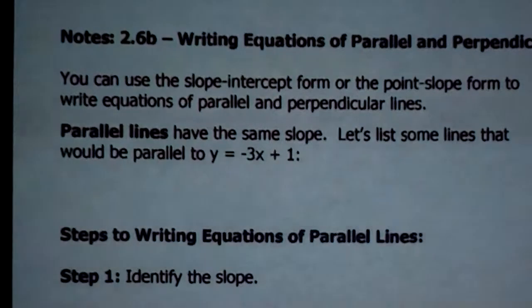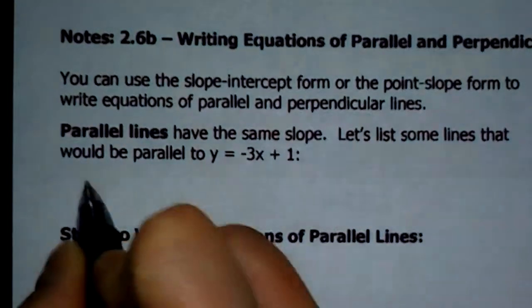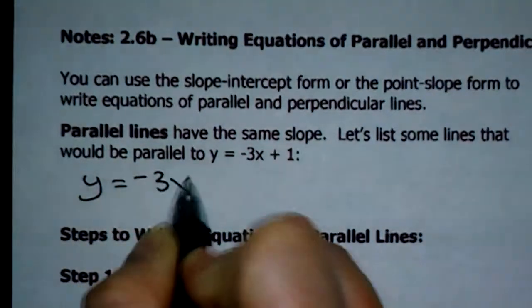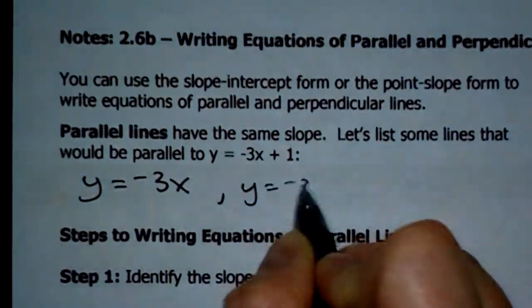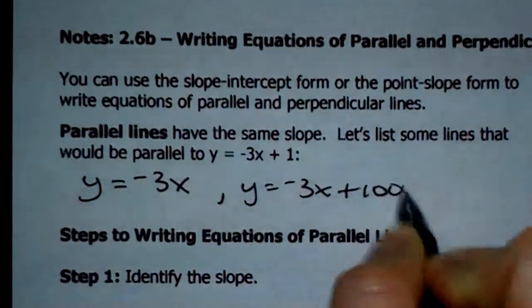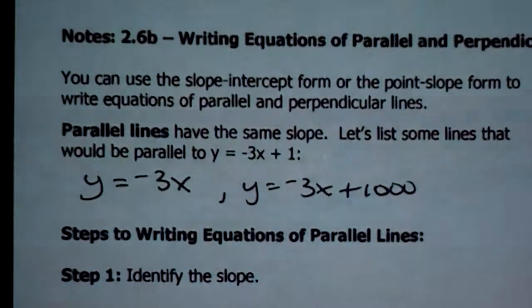So let's list some lines that would be parallel to y equals negative 3x plus 1. If it's the same slope, I could say y equals negative 3x, or I could say y equals negative 3x plus 1,000. Y equals negative 3x plus whatever you want except for 1, because plus 1 wouldn't be parallel. It would be right on top of the other one, and parallel lines do not touch.